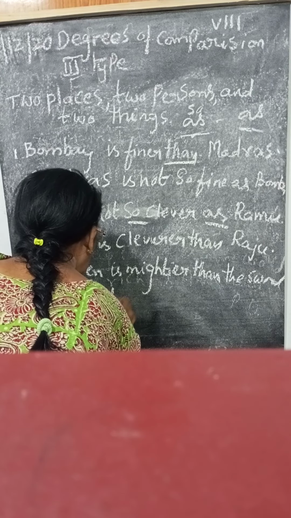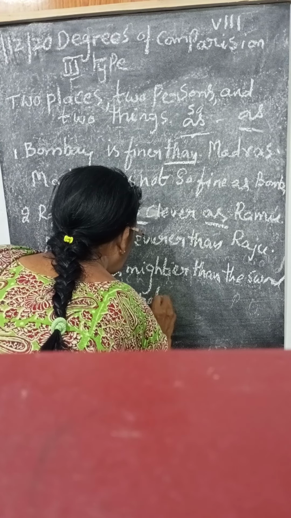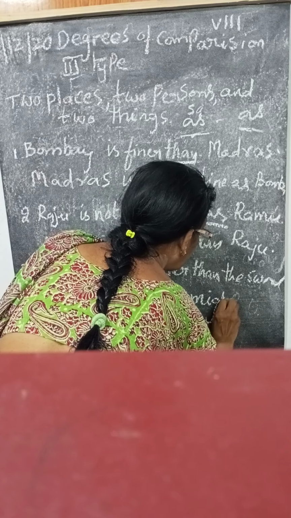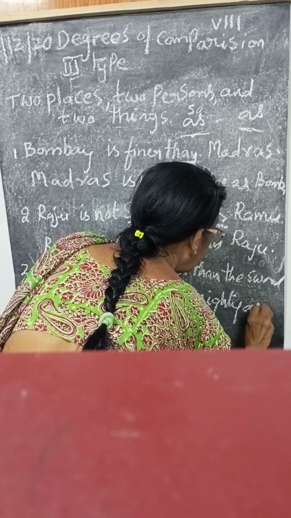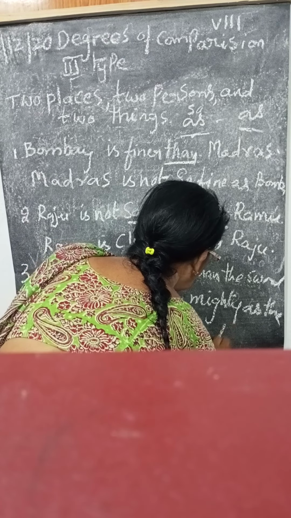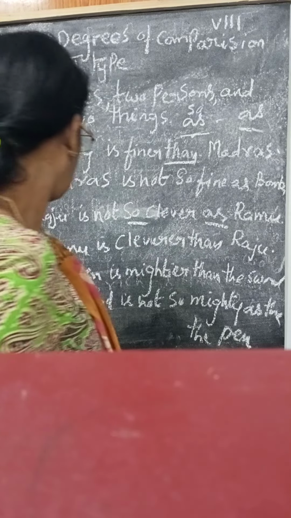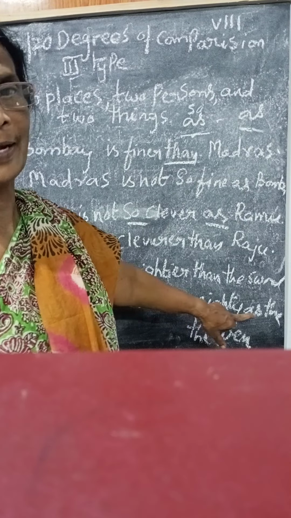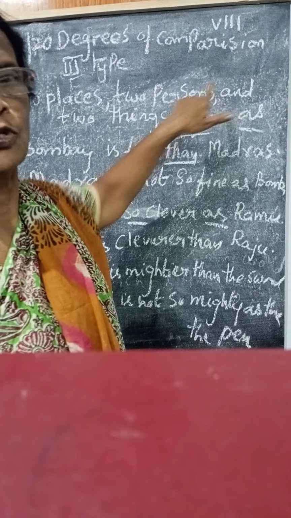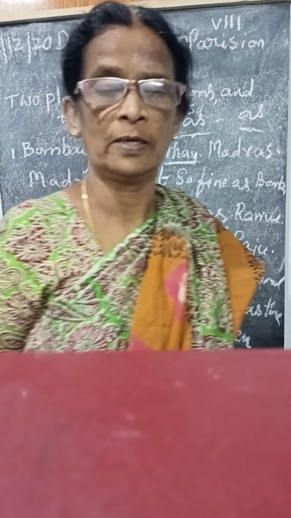The sword is not so mighty as the pen. The sword is not so mighty as the pen. So two places, two persons and two things. In the third one, there is no superlative degree. There is a comparison only between two places, two persons and two things.